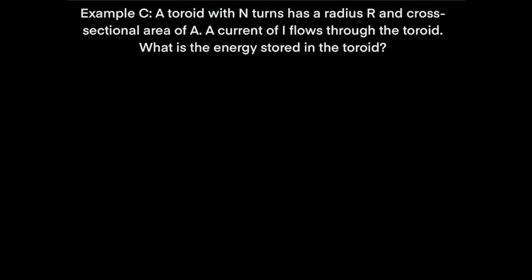Example C. A toroid with n turns has a radius of r. That's the radius of each loop, not the radius of the toroid. And a cross-sectional area of A. A current of I flows through the toroid. What is the energy stored in the toroid? Okay, so energy is 1/2 L i squared. So I is given to us, so let's go ahead and find L.